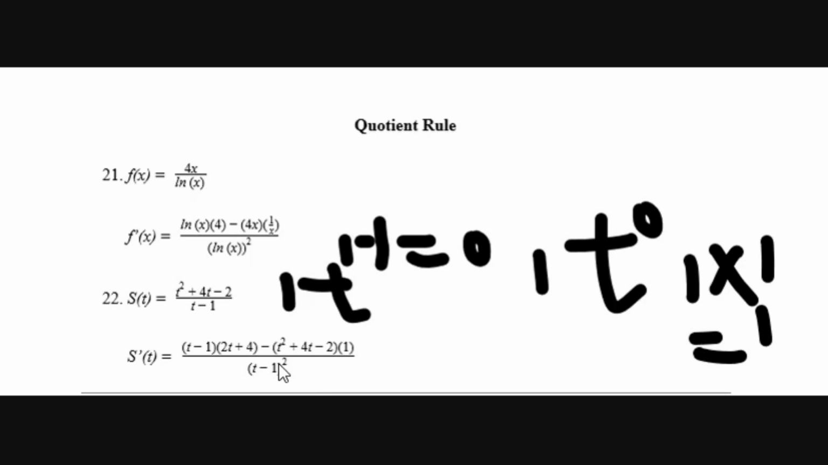So that's why you have this. And that's how you go about using the quotient rule. Next up, we're going to look at the chain rule, and that will be the end of the derivative series.